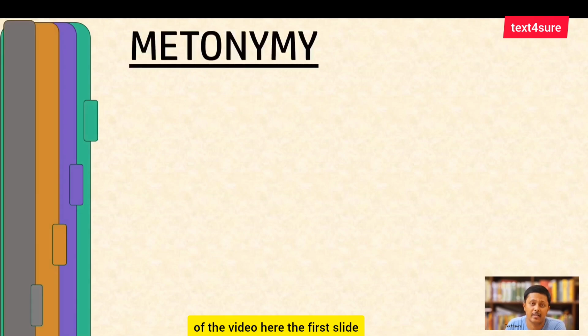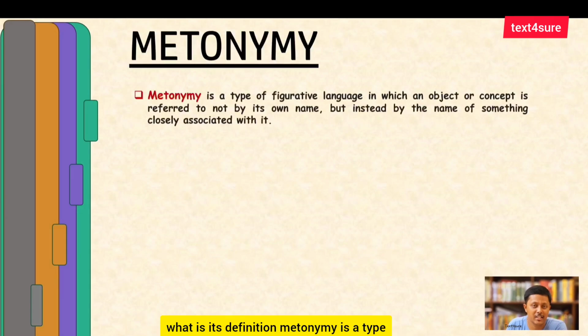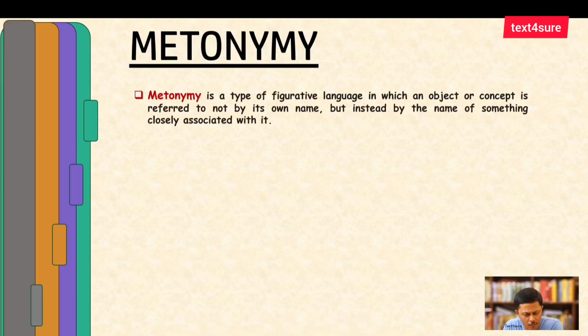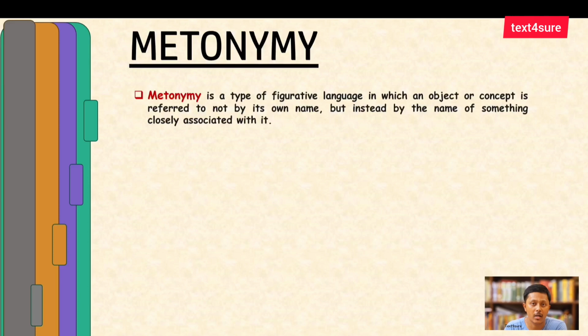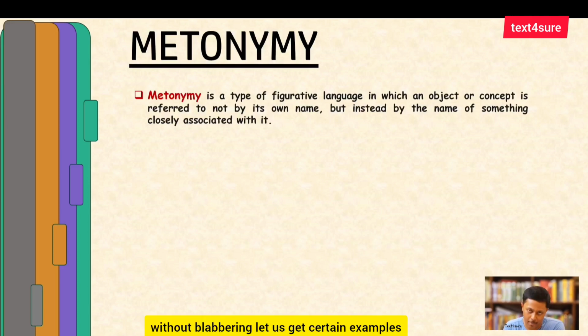Here, the first slide that you have to understand about metonymy. What is its definition? Metonymy is a type of figurative language. That means it is a rhetorical figure in which an object or concept is referred to not by its own name, but instead by the name of something closely associated with it. So what you have to remember, there is a close association of something and something. So there is a substitution which you need to remember, and the substituted part has the close relation to what it is substituted. Okay, without blabbering, let us get certain examples first.